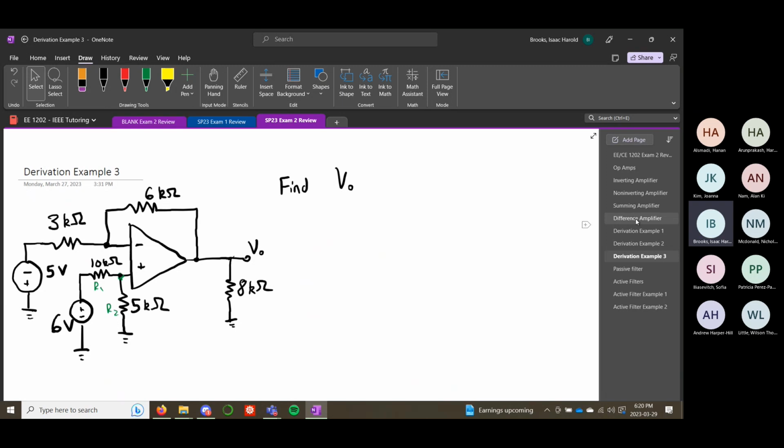So any questions so far on these amplifier configurations? Amplifier questions. Okay, so we'll go on to filters.